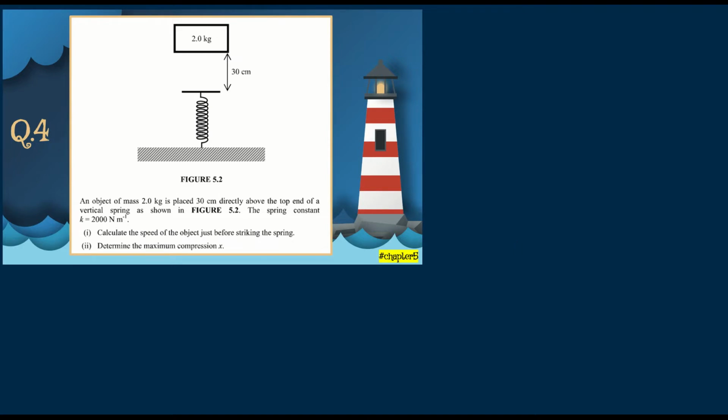Okay, the fourth question is from chapter 5. So we'll do revision on chapter 5, work, energy and power. An object of mass 2 kilograms is placed 30 cm directly above the top end of a vertical spring. The spring constant is equal to 2000 Newton per meter. Calculate the speed of the object just before it strikes the spring.